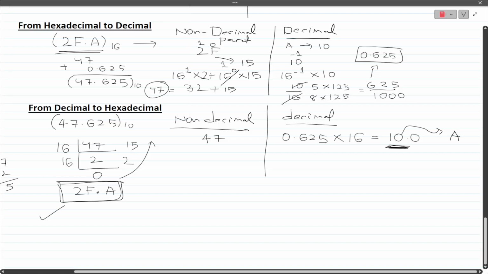So with this we have completed all the conversions in our number system.